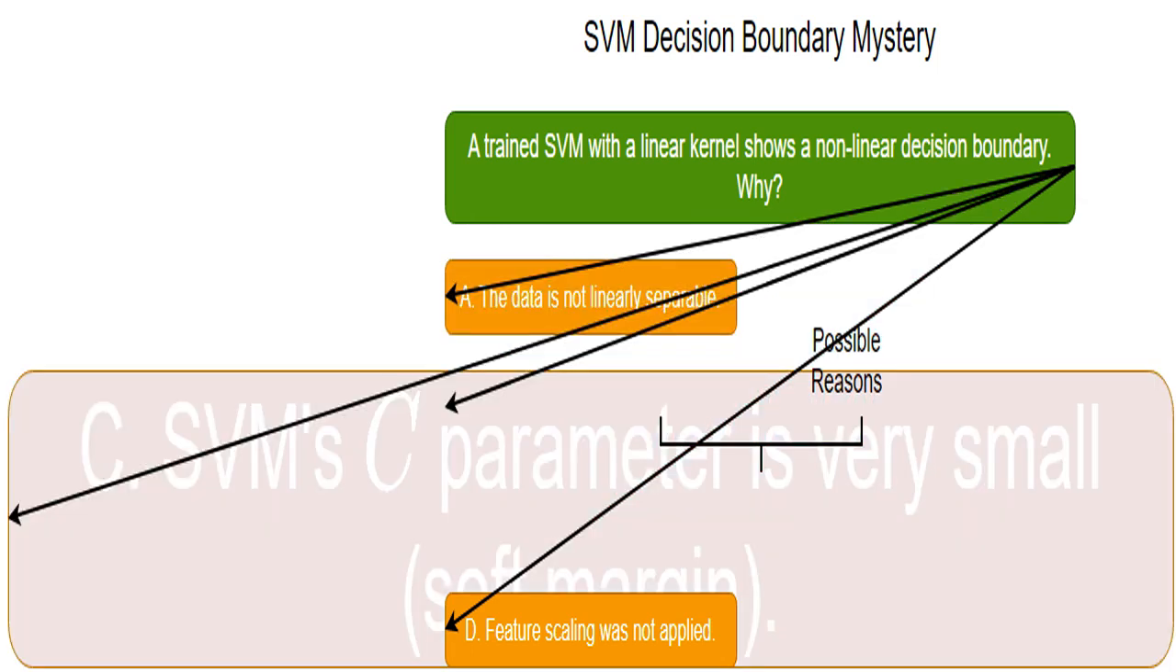The C parameter in an SVM controls the margin softness. A small C means you're okay with a few misclassifications and a wider margin. The boundary tries to include these outliers and can, therefore, appear less straight or even bendy.